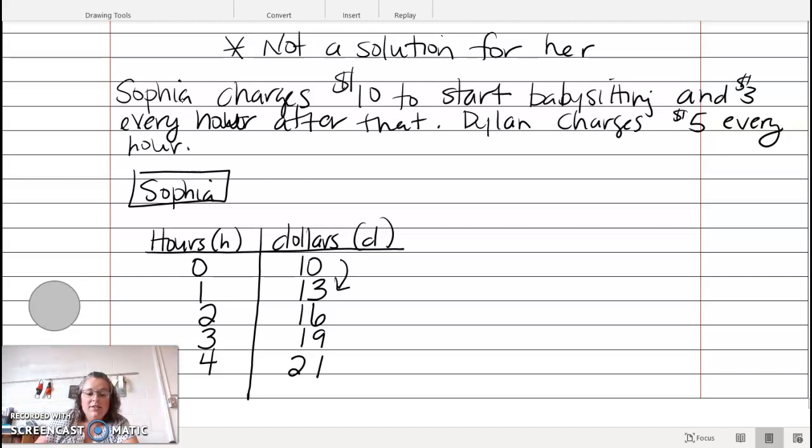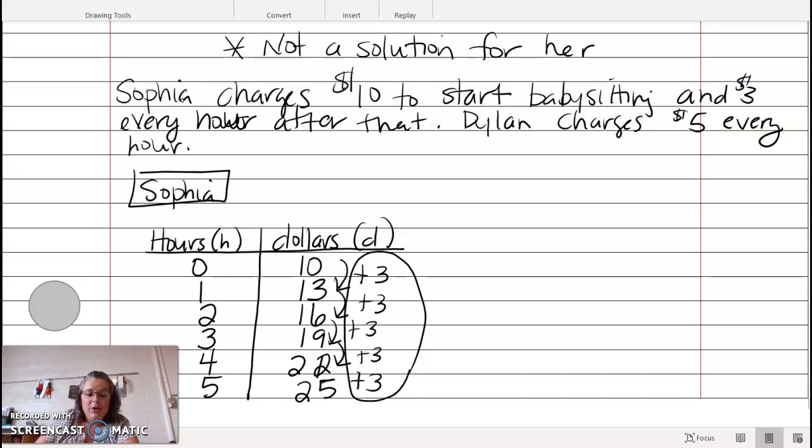And we can see here in this table, every single hour, we've added 3 more. 13 plus 3 gives me the 16. 16 plus 3 gives me the 19. 19 plus 3 is not 21, it is 22. And then if I wanted to work 5 hours, she would have $3 more, which would be 25. So again, this number 3 shows up super handy in this problem as well. This is her rate of change.